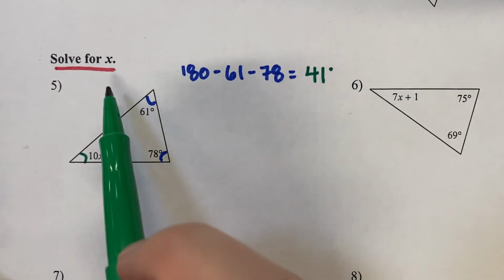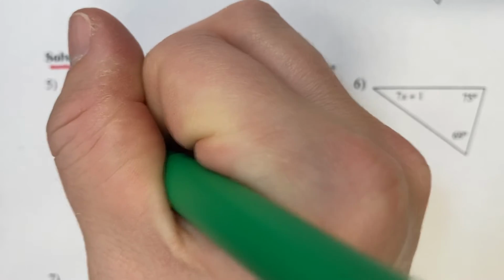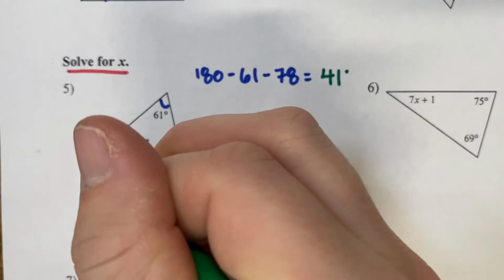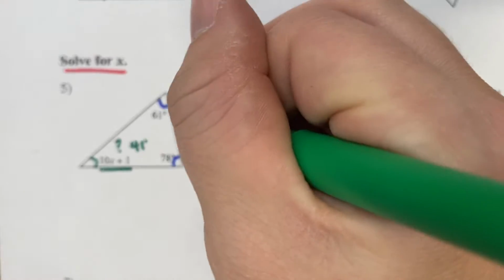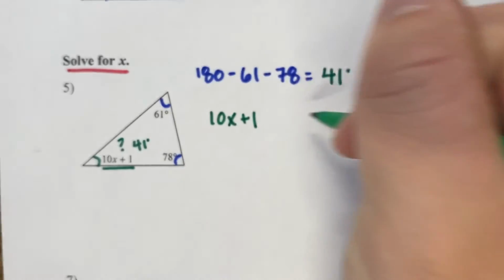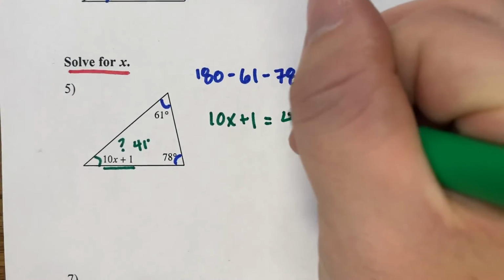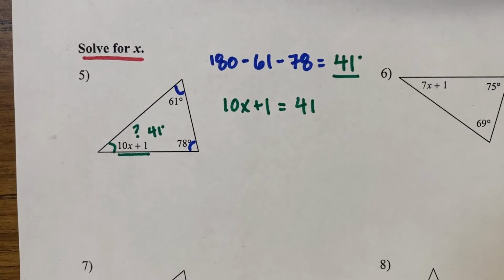Okay, but remember, that's not what it's asking us to find. So we know that this equals 41 degrees, but we're asked to solve for x. So now we actually take the equation that it gave us, 10x plus 1, and set it equal to what we find, 41 degrees. Now we can go ahead and solve for x.